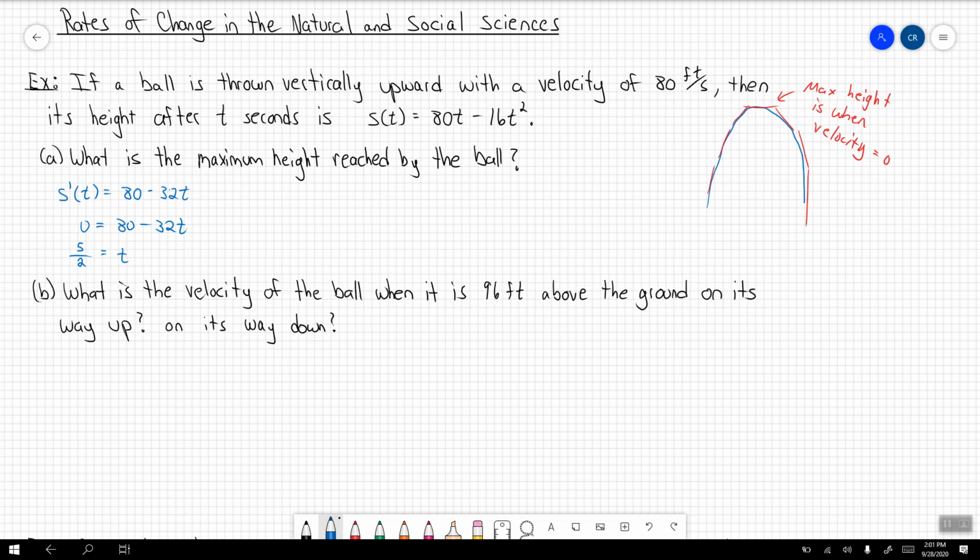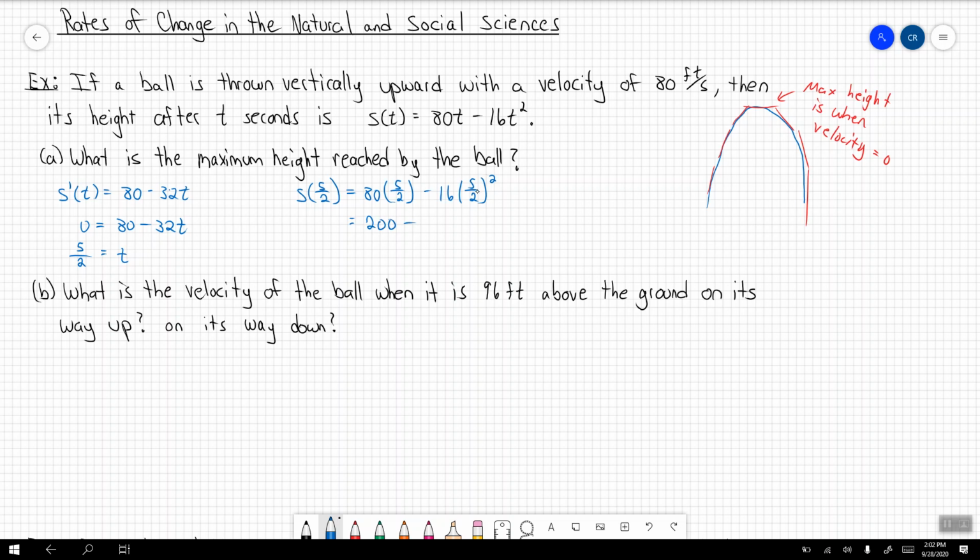And so at this point I want to find out what is that maximum height. So I'm going to use my initial equation, knowing this time that it takes to reach it. So s, that's my height function, evaluated at 5/2, is equal to 80 multiplied by 5/2 minus 16 times 5/2 squared. Okay, that's looking pretty good. 80 divided by 2 will get us 40, then 40 times 5 will get us 200. So the first term is 200.